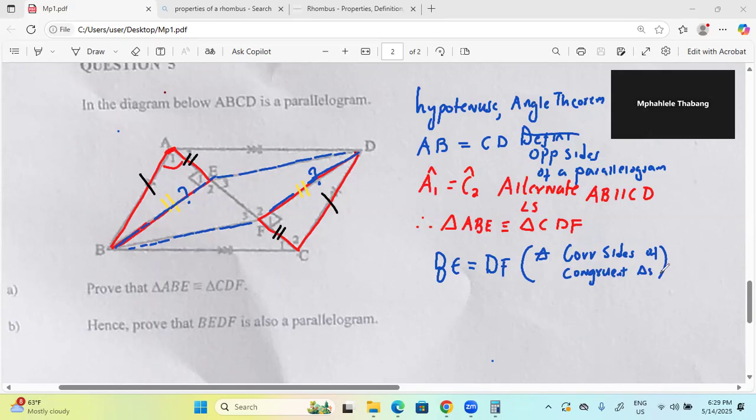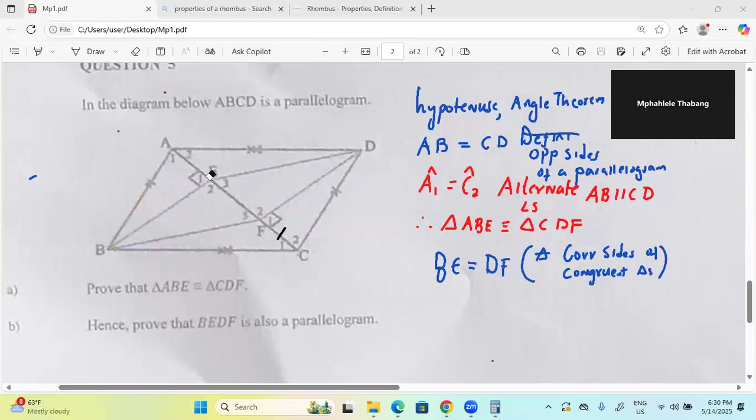If I can prove that BE is also parallel to DF, remember opposite sides of a parallelogram are not only equal, they are equal and also parallel. So I've already shown that BE equals DF. What I have to show is that BE is also parallel to DF. If I can show that BE is parallel to DF, then the shape becomes a parallelogram. So how can I prove that BE is parallel to DF? Let me erase. I want to show that the line BE is parallel to the line DF.